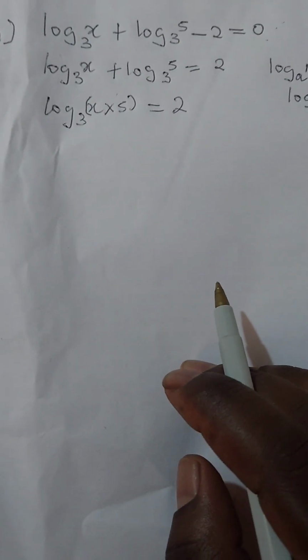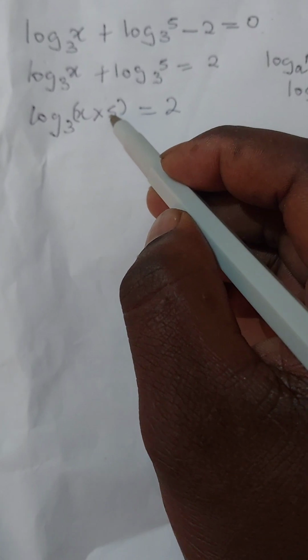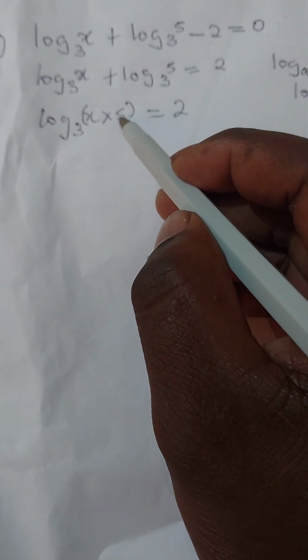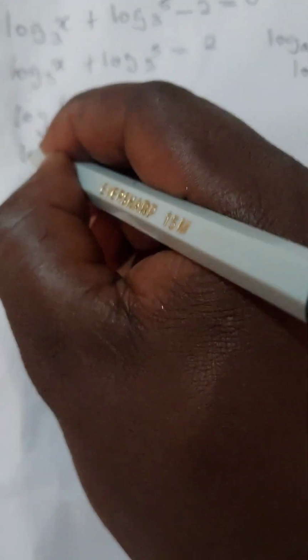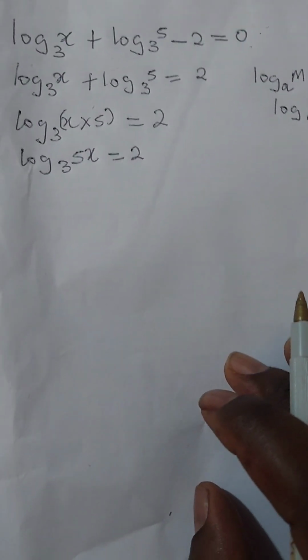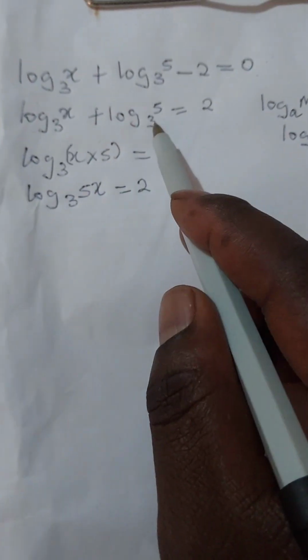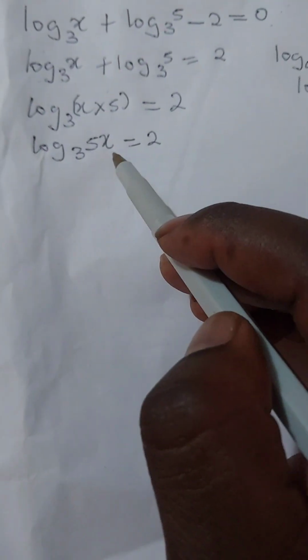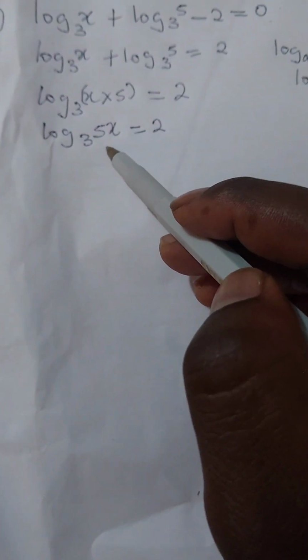And the next thing is to simplify. This is a variable multiplied by a constant. We get 5x. So we can get log 5x under base 3 is equal to 2. Now we have expressed this as a single logarithm. We have simplified it, we have reduced it to a single logarithm.